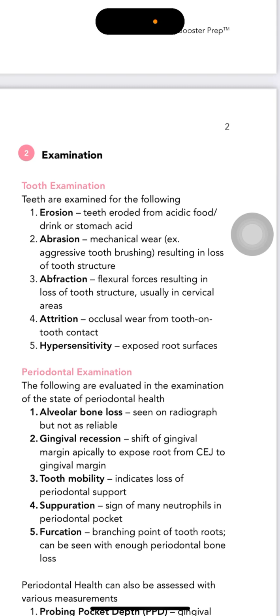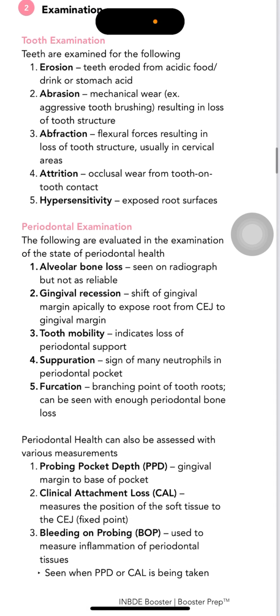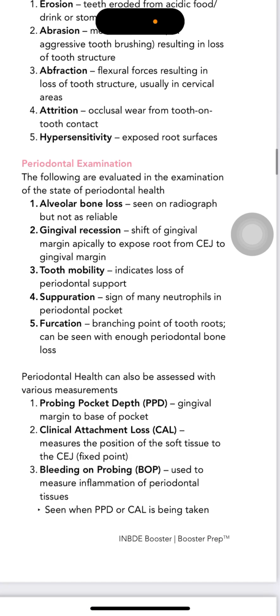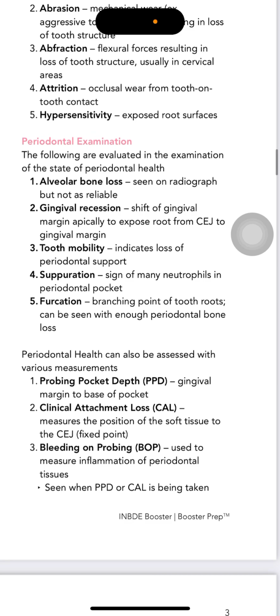Hypersensitivity, from exposed root surfaces. Periodontal examination. The following are evaluated in the examination of the state of periodontal health. Alveolar bone loss is seen on radiograph but is not as reliable. Gingival recession is the shift of the gingival margin apically to expose roots, from the CEJ to the gingival margin. Tooth mobility indicates loss of periodontal support. Suppuration is a sign of many neutrophils in the periodontal pocket. Furcation is the branching point of tooth roots, and can be seen with interradicular bone loss.